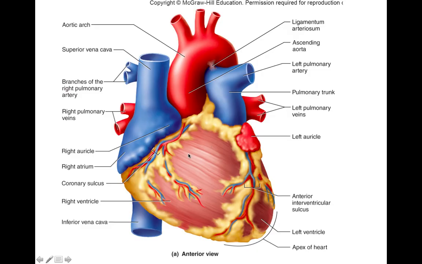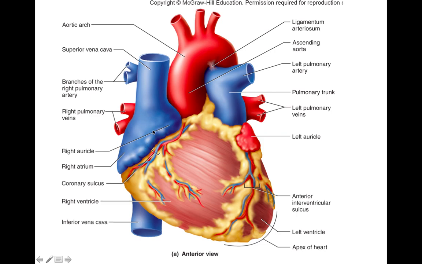On an anterior view of the heart, I want to point out a couple of things that are major landmarks and things that students traditionally mix up. You know that there are four main chambers in the heart. You've got two atria and two ventricles. It's very common to confuse an atrium with an auricle. So an atrium is one of the chambers on the inside of the heart.